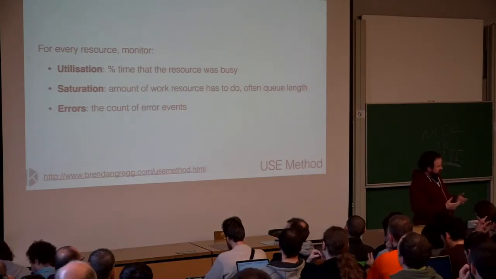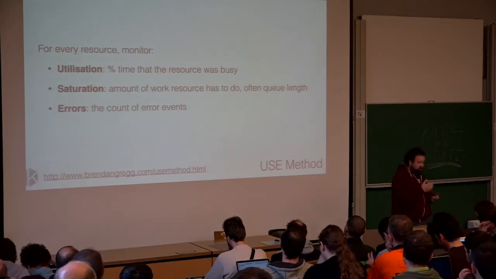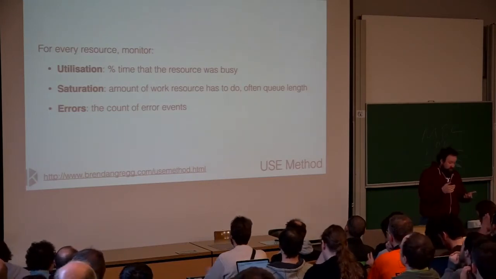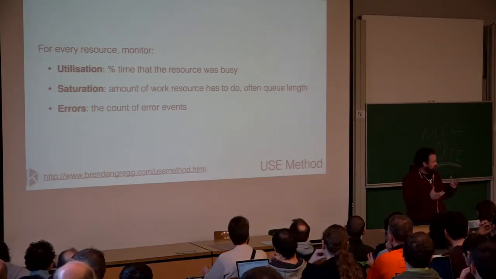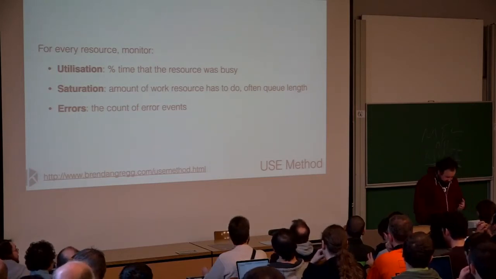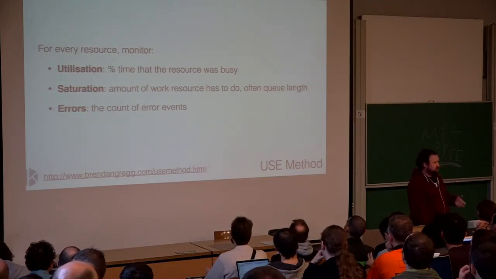A resource in this case might be your CPU, your memory, your disk, your network is a good one. But it could also be things like the interconnects. It could also be more virtual things. You could think of queues as resources almost. The use case for this, I find generally, is if you're hunting performance issues.